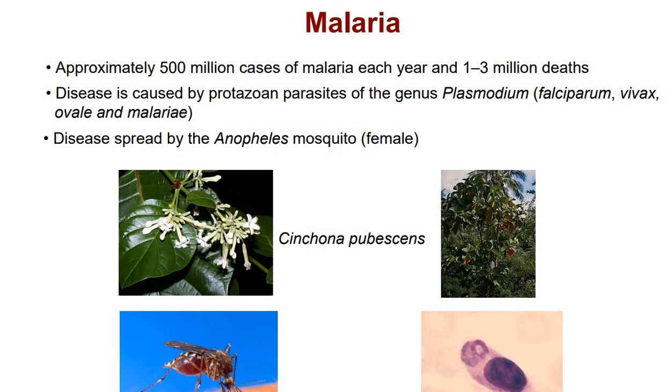Now, malaria, approximately 500 million cases of malaria each year and 1-3 million deaths. The disease is caused by the protozoan parasite of the genus Plasmodium: falciparum, vivax, ovale and malariae. The disease is spread by the female Anopheles mosquito.